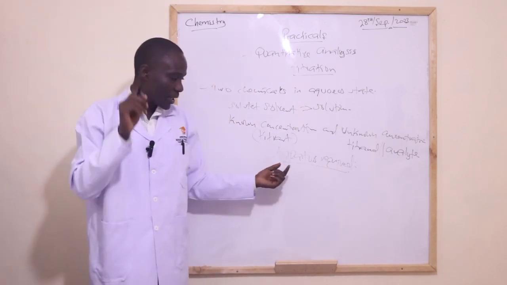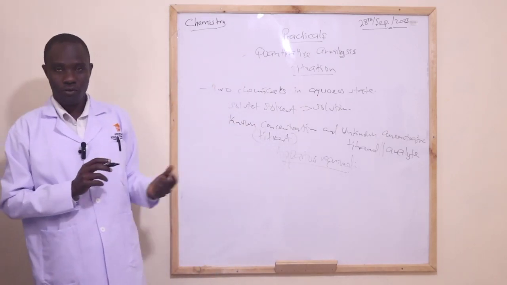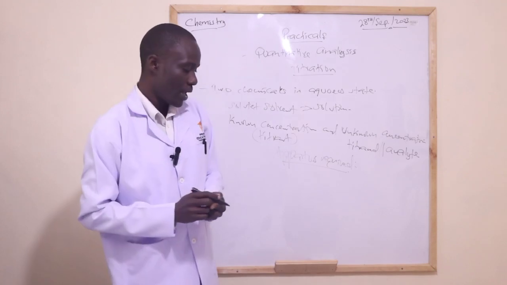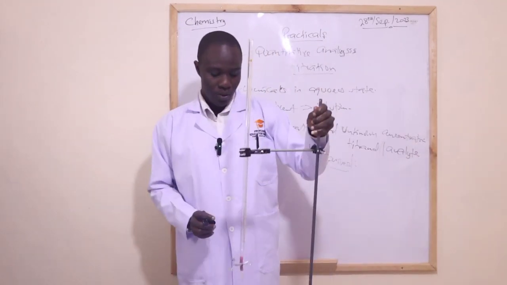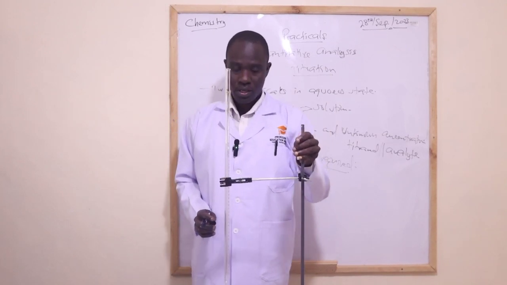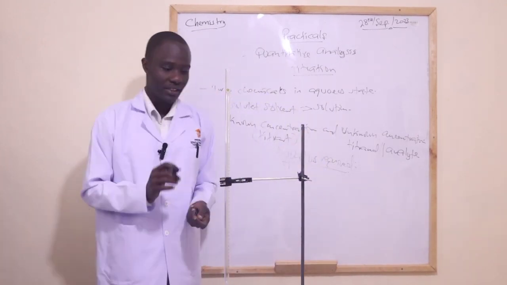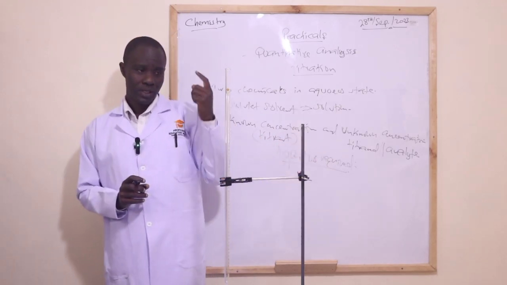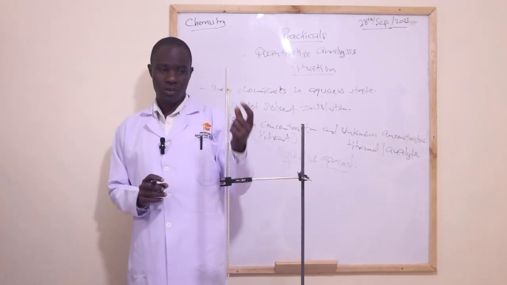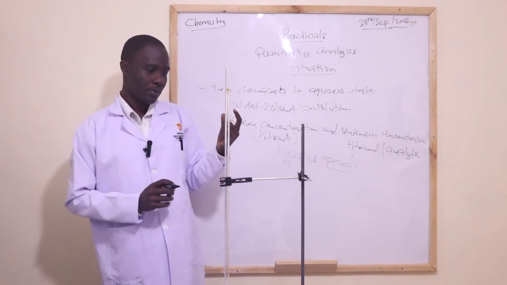So the first one we have is a burette. The first apparatus is the burette. Burette is one of the apparatus that are used to measure accurate volumes of solutions.